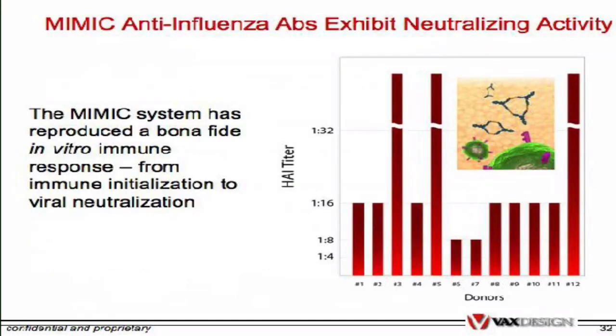HAI, hemagglutinin inhibition, is a very standard test to look at whether an antibody is going to be effective or not against influenza virus, for example. And for a number of validation studies, we have looked at HAI inhibition on a microscale to determine the effectiveness of the antibodies that are being produced.